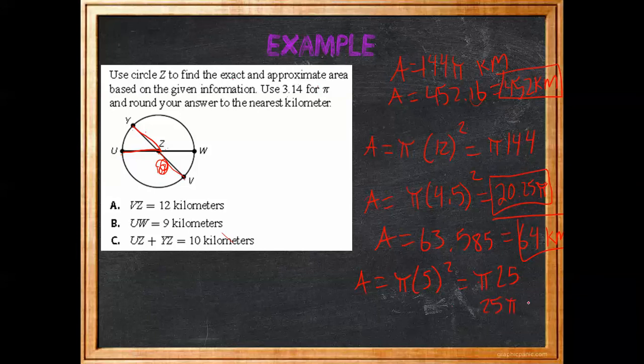Then we're going to take 25 and multiply it times 3.14, and that's going to give us 78.5. Since it's a 5, then we're going to round it up to 79 kilometers. So that would be the answer to C.